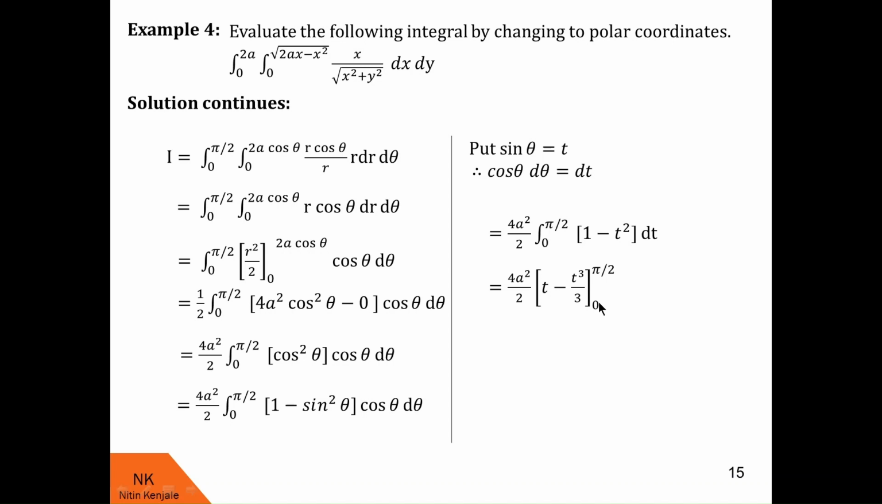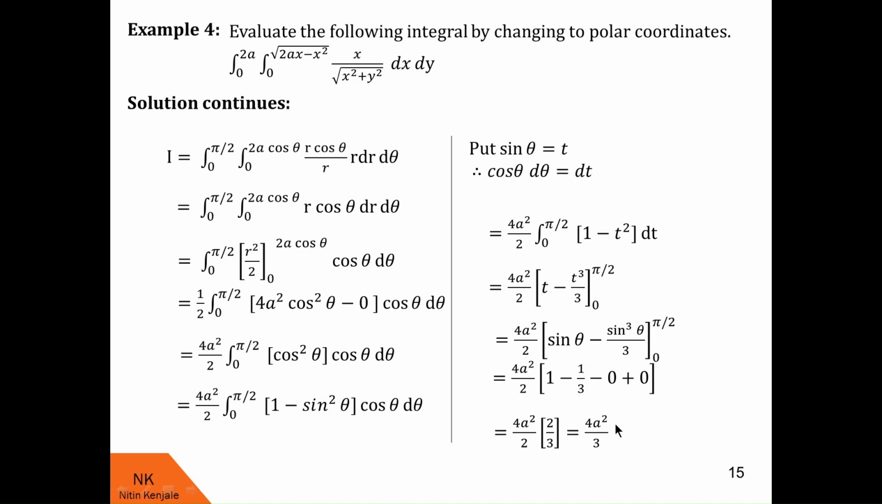Remember, these limits are of not t, they are of theta. So we transform t again into theta by using this relation. So here we get sin theta minus sin cube theta upon 3. After substituting the upper limit, we get sin pi by 2, which is 1, minus sin cube pi by 2, which is again 1 upon 3, minus substituting lower limit 0 in theta, we get sin 0, that is 0, and sin cube theta 0, which is 0 again. So final solution is 4a square upon 2 into 1 minus 1 by 3, that is 4a square upon 3.